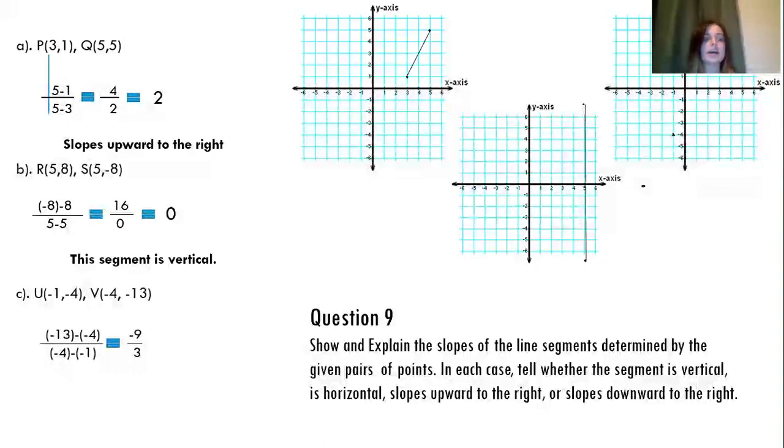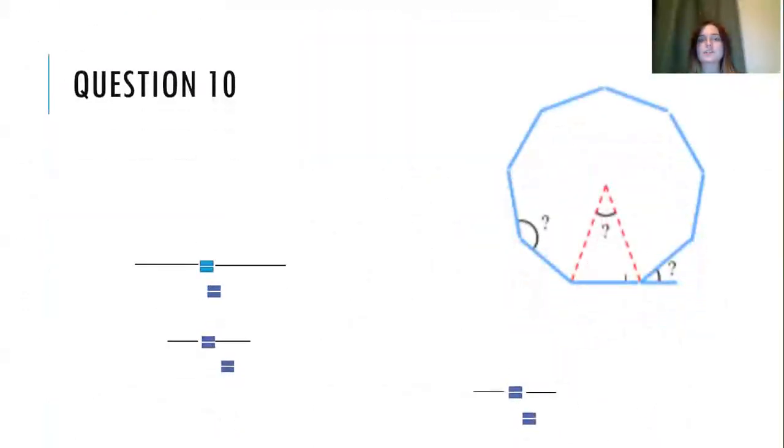And for C, we have (negative 1, negative 4) and (negative 4, negative 13). So we would do negative 13 minus negative 4 over negative 4 minus negative 1, which equals negative 9 over negative 3, which is 3. So our slope is 3, and our slope would be upward and to the right, as you can see. So now let's go to question 10.